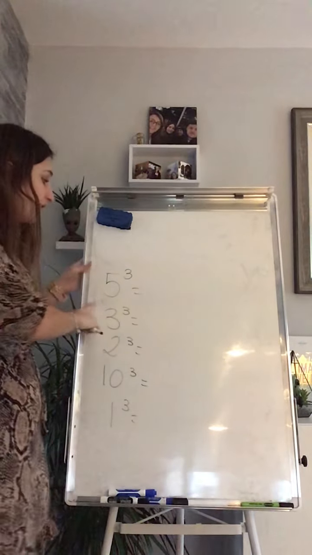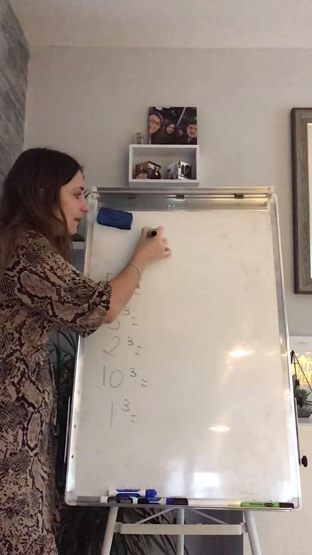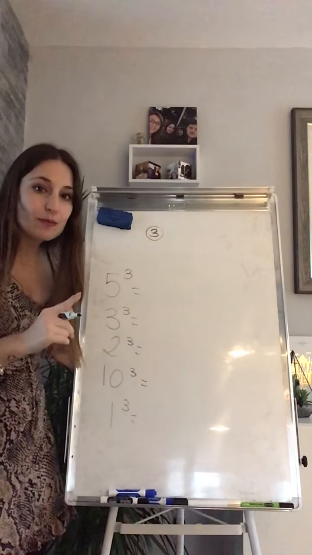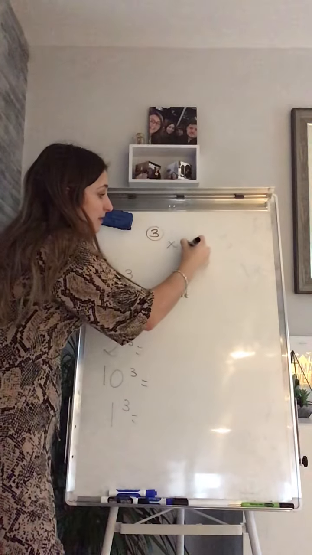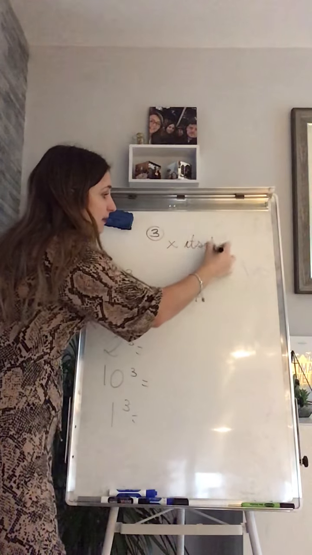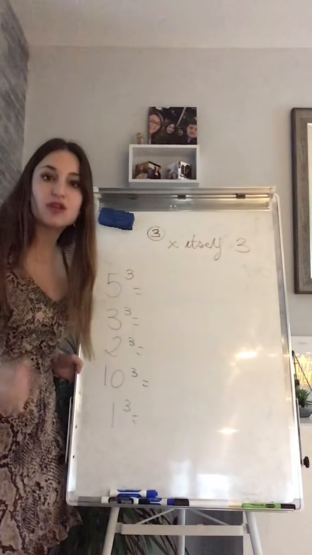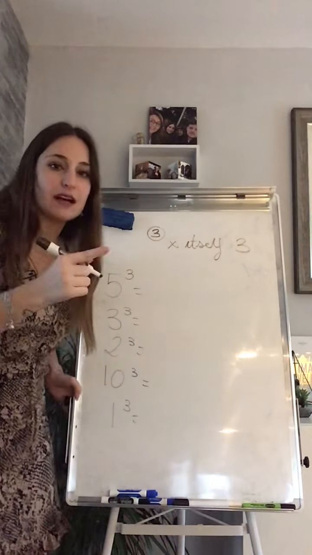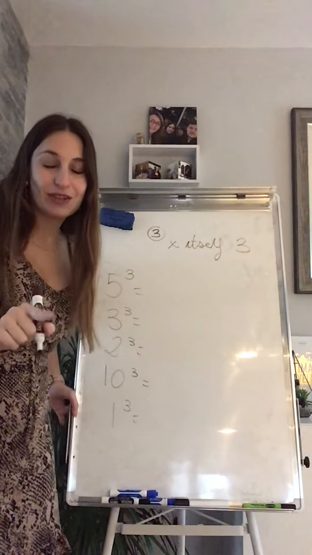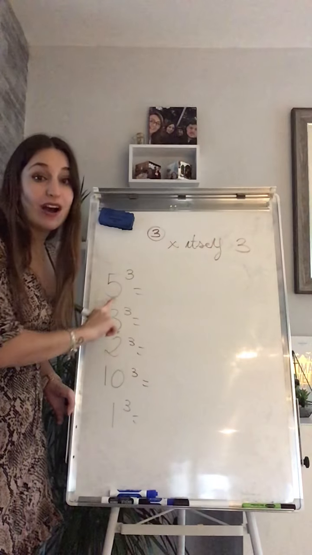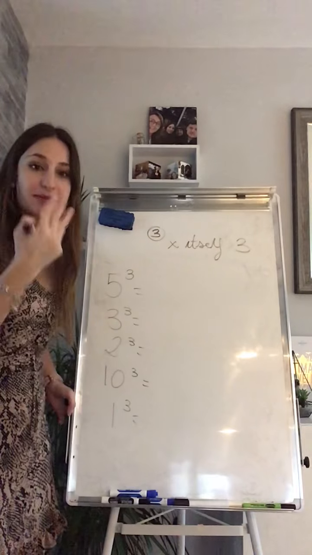You have to do 5 cubed. What does cube mean? You have the 3 on the top, and this means that that number is going to be timesed by itself 3 times, okay? That does not mean that it's going to be times 3. So this is not 5 times 3, this is 5 times 5 times 5.